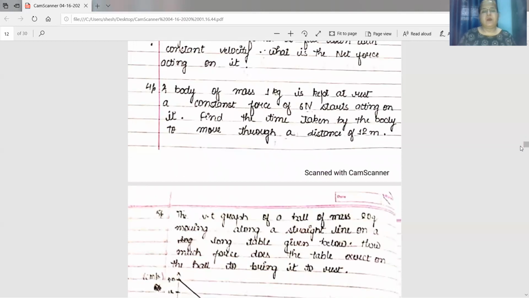Number 4. A body of mass 1 kg is kept at rest, so u will be 0. A constant force of 6 Newton starts acting on it. Find the time taken by the body to move through a distance of 12 meter. Distance covered is given as 12 meter, and you are asked to find out time.